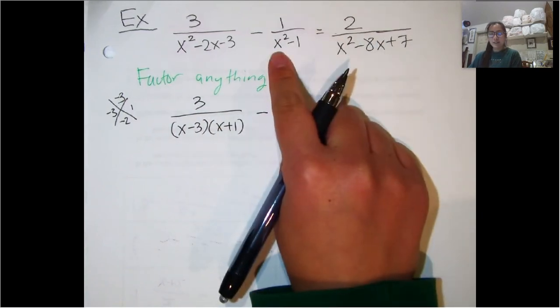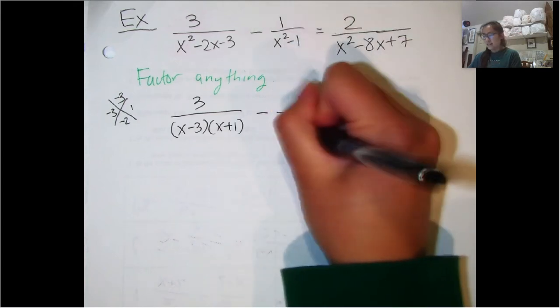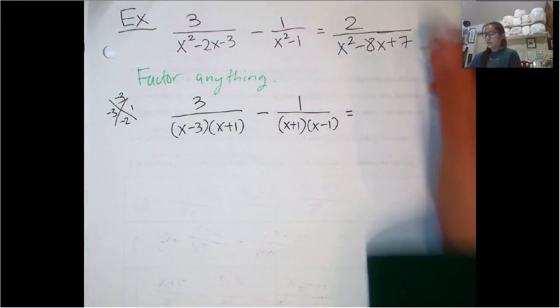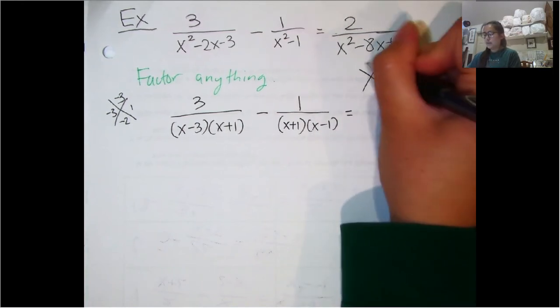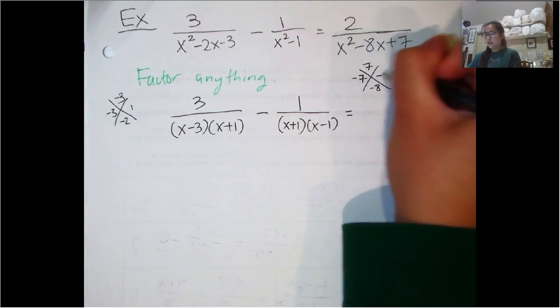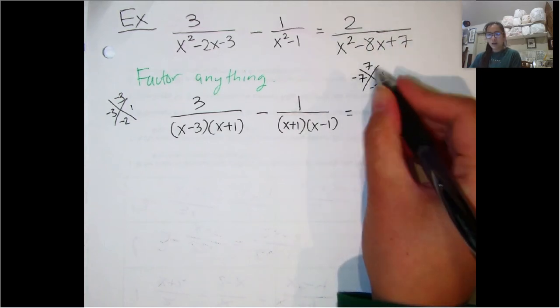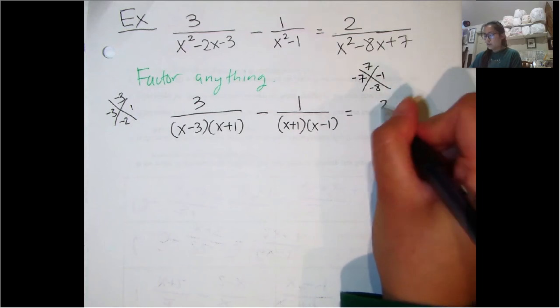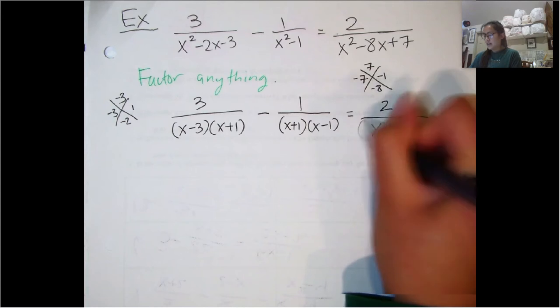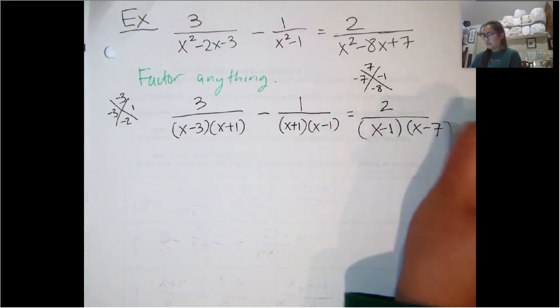and then this is a difference of squares. So you have x plus 1 times x minus 1 equals, and then we make our big X for that one too. We put 7 at the top, -8 at the bottom. That'll be -7 and -1 to add up to -8 and multiply to +7. So we have 2 over x minus 1 times x minus 7.